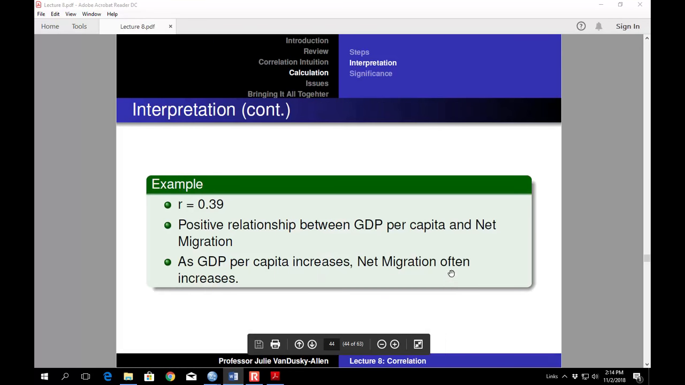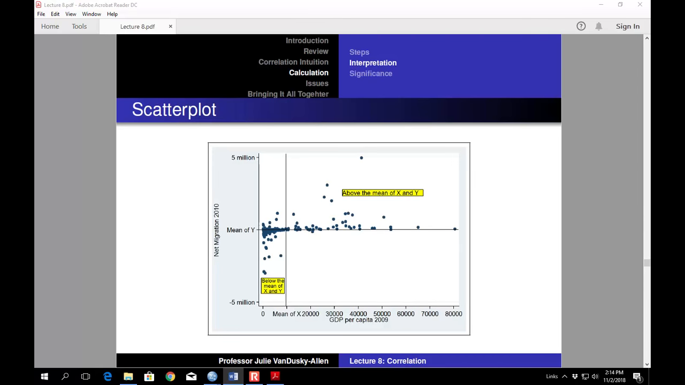That would suggest that there's a positive relationship between the GDP per capita and net migration of a country. As GDP per capita of a country increases, net migration often increases. Generally speaking, when an individual observation's GDP per capita is above its mean, net migration is above the mean. And when GDP per capita is below the mean, net migration is below the mean.